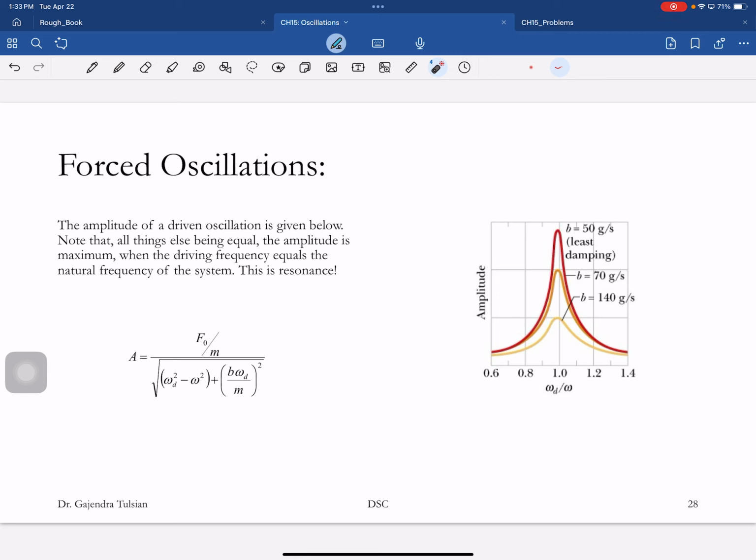When the driving frequency matches the natural frequency, that ratio is 1. And for small damping, you get large amplitude oscillations.